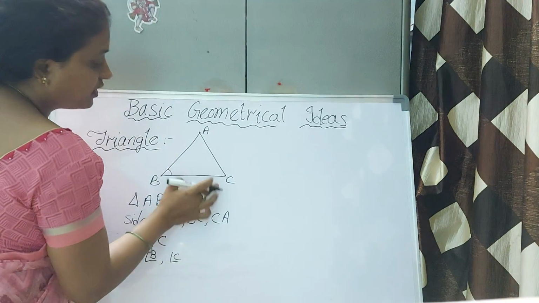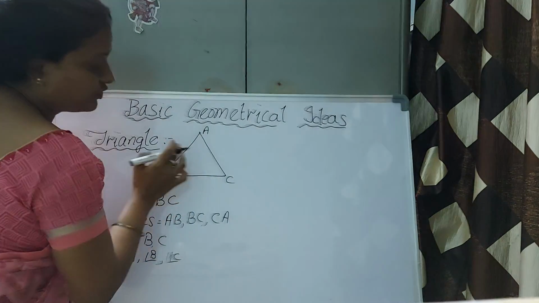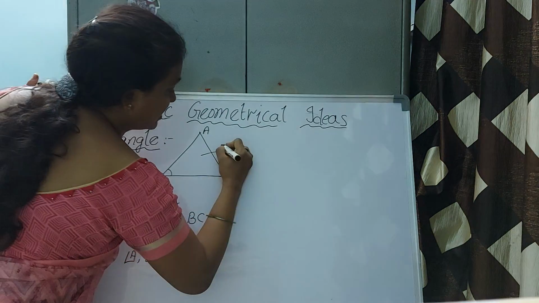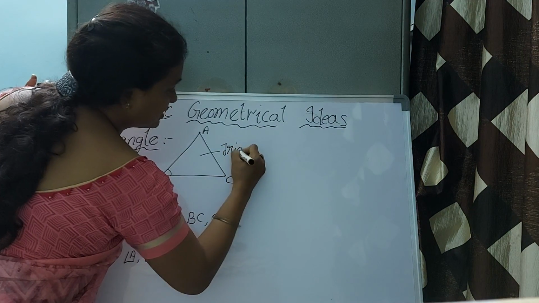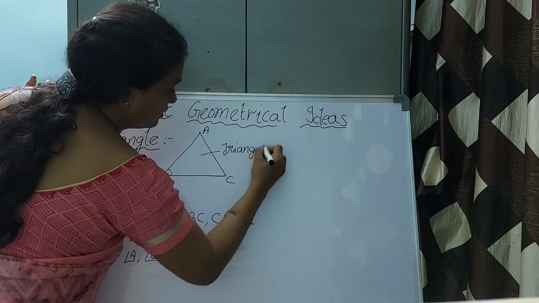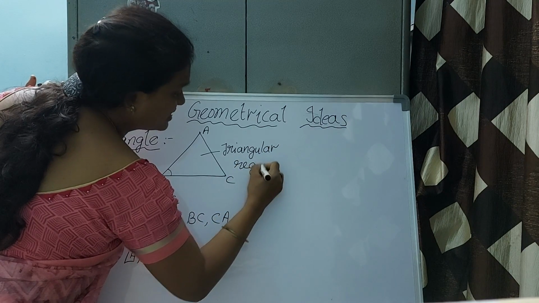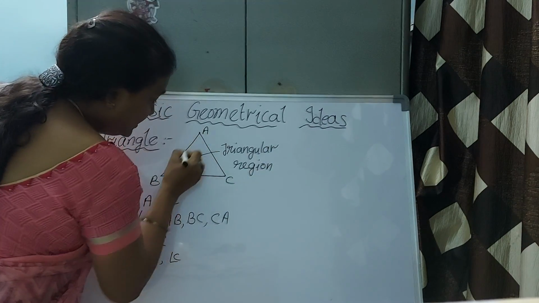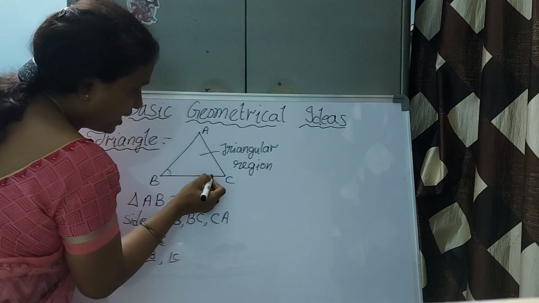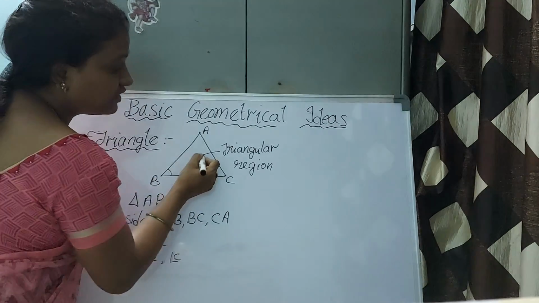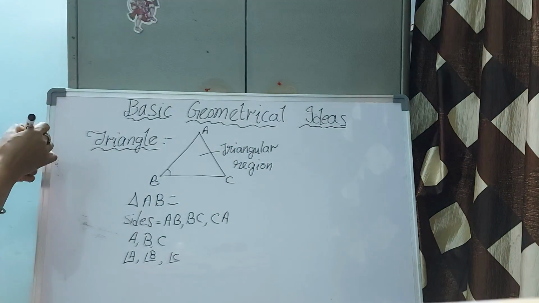The boundary plus interior, we call it a triangular region. That means this interior part and the boundary, totally we call it a triangular region.